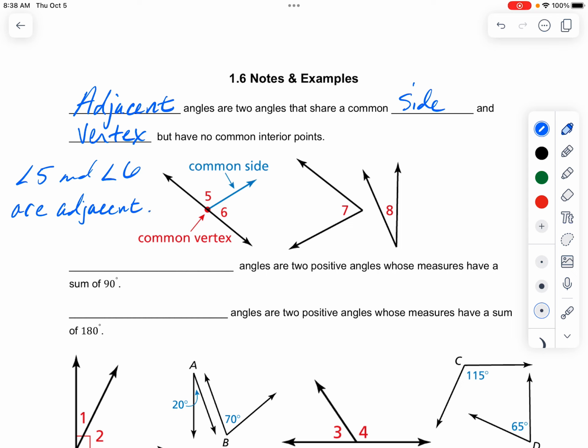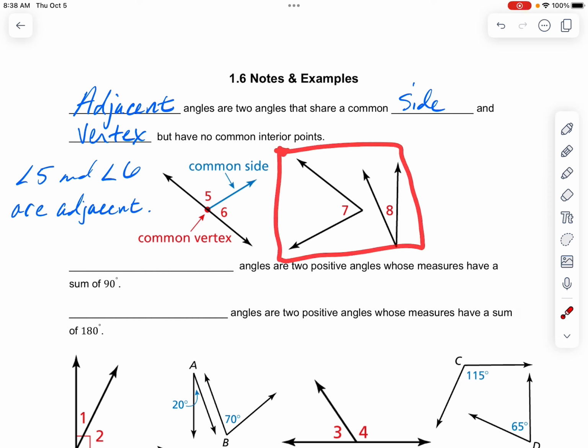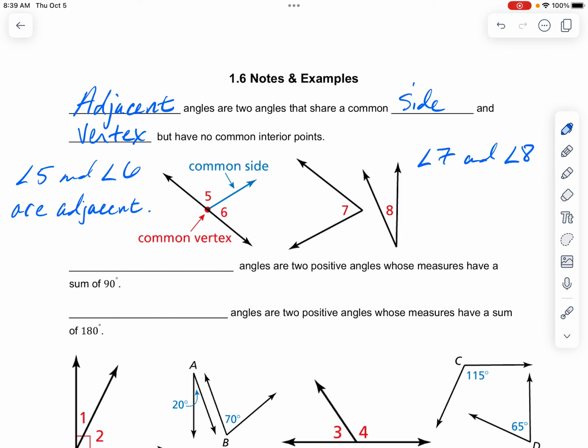And now if we look over at 7 and 8, if you just think about the normal definition of that word, you might think that these are also adjacent. They're not. They're next to each other, but notice they don't have a common vertex. They don't share a side. And when angles are not adjacent, we say that angle 7 and angle 8 are non-adjacent. So any two angles can either be classified as adjacent or non-adjacent, always.